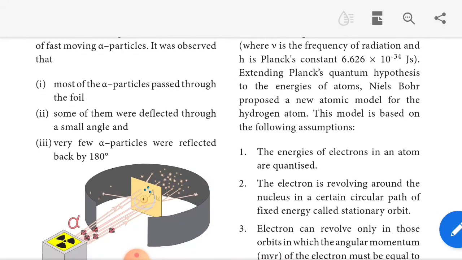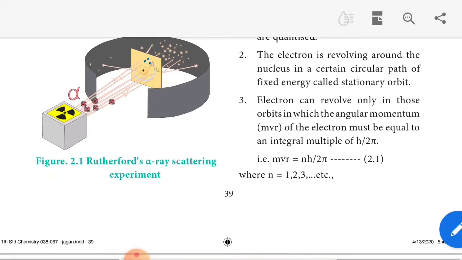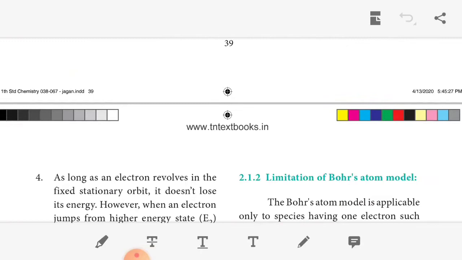The first one: the energy of electrons in atoms is quantized. The second point: the electron revolves around the nucleus in certain circular paths of fixed energy, called stationary orbits. The third point: the electrons can revolve only in those orbits in which the angular momentum, that is mvr, of the electron is equal to an integral multiple of h by 2 pi. So mvr equals nh by 2 pi, where n equals 1, 2, 3, etc.